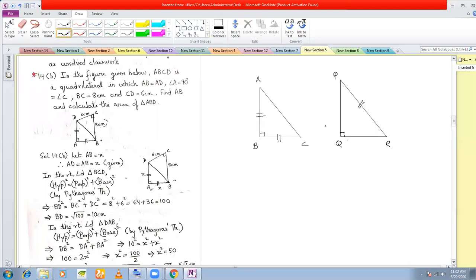This triangle is not possible. Understood? This triangle is not possible because the hypotenuse is the greatest side of a right angle triangle. It cannot be equal to the perpendicular. It cannot be equal to the base. Understood? So only the perpendicular and base in a right angle triangle can be equal. Otherwise, the hypotenuse cannot be equal to any of the other sides. Okay. So let us proceed with this problem again.